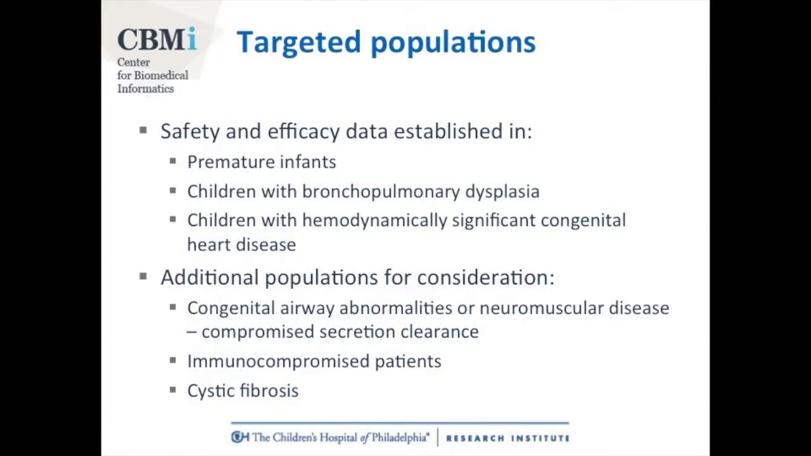As the policy statements have come through, then we have additional populations for consideration, which include children with congenital airway abnormalities or neuromuscular disease because they have compromised secretion clearance, immunocompromised patients, and patients with CF or cystic fibrosis.